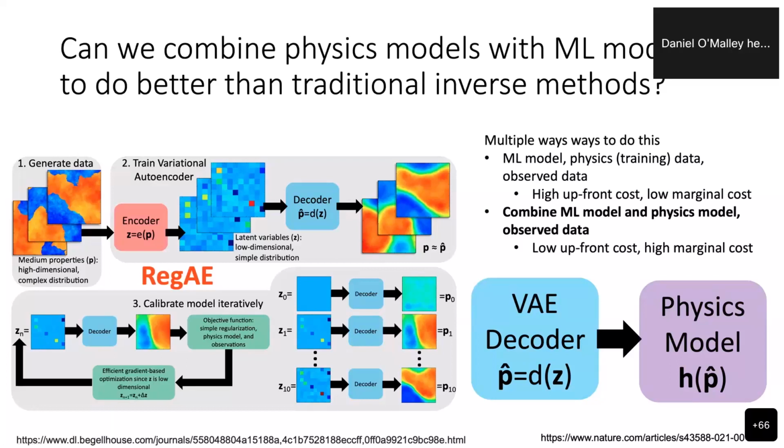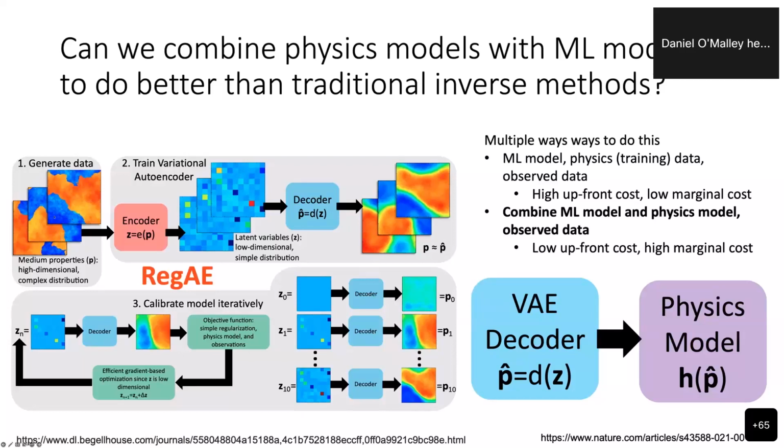There are a lot of methods for doing that, but this is one that we developed. But today in this talk, I'm going to talk more about a different approach where you combine a machine learning model and a physics model with observed data. In the previous approach, we just had physics training data, but now we're combining the machine learning model with the physics model to do the inverse analysis. The advantage of this is that it has a low upfront cost. The cost of generating the training data for the machine learning model is much lower, but it has a higher marginal cost. Every time you want to do one more inverse analysis, it's more expensive than with the other approach. The basic approach that we're going to talk about here is based on a variational autoencoder.